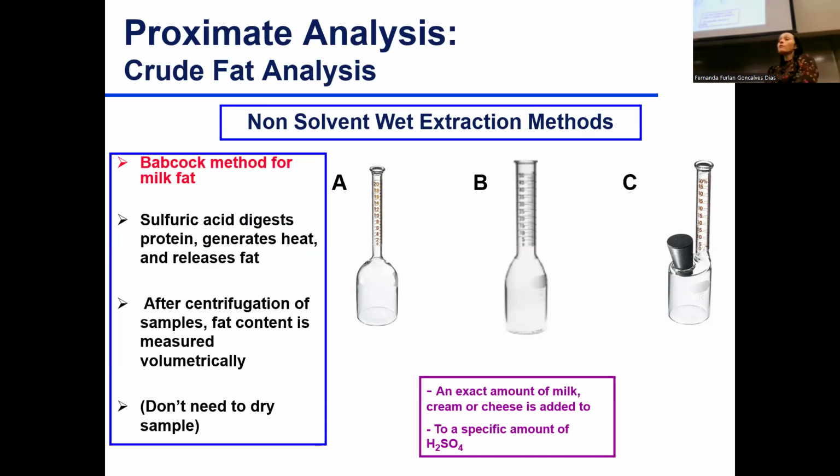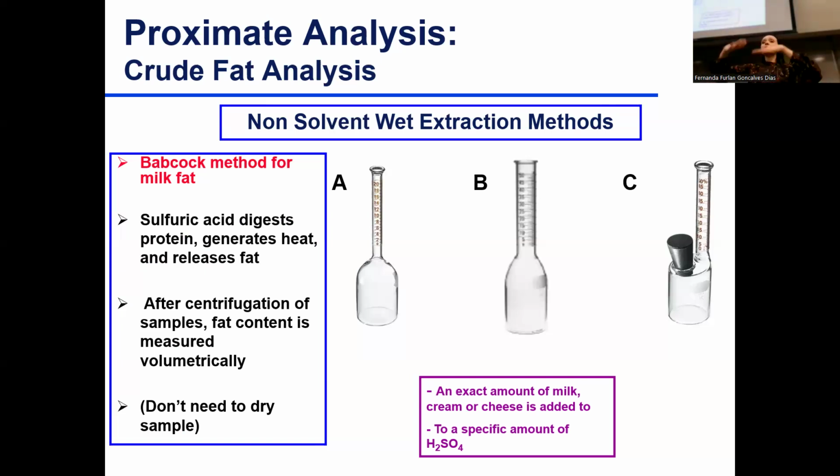Different from the solvent methods, where you actually have to use a solvent to extract, then you get the solvent, dry the solvent, and weigh the fat, or weigh your sample by difference. In this one, you have a volume of your sample in those flasks that have measurements for volume. And then you add sulfuric acid to digest proteins. It generates heat, an exothermic reaction, so your fat becomes liquid.